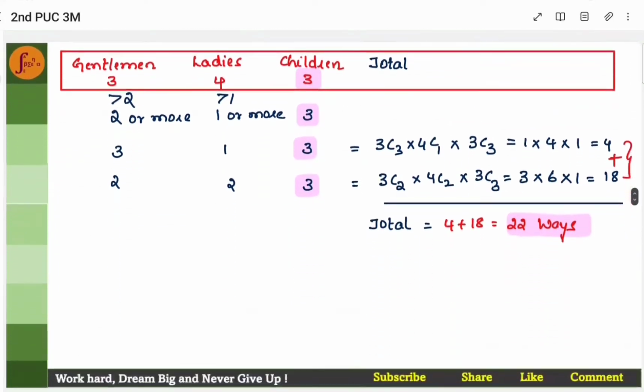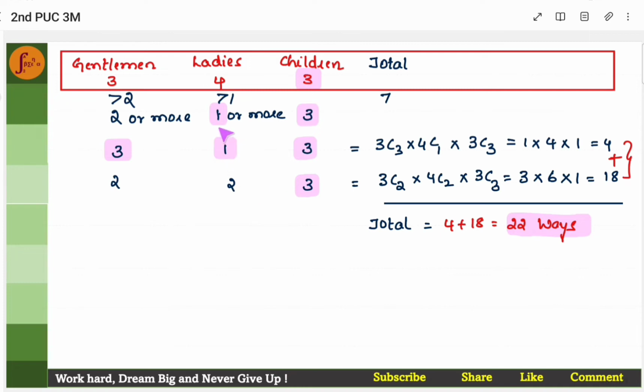Now let's look at the combinations. Total should be 7. So 3 children. So let me fix 3 children. Once I have selected 3, how many people do I need to form 7? I need 4 people. Now these 4 people are amongst gentlemen and ladies. So I'll take 1 lady. So minimum is 1. It can be greater than 1, right? 1 or more ladies. So I'll start with the minimum, which is the least number, 1 lady. Now 3 and 1, 4 people are selected. I need 3 more. So I'll take it from men, 3 men.